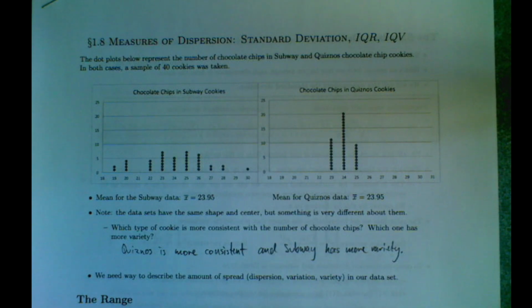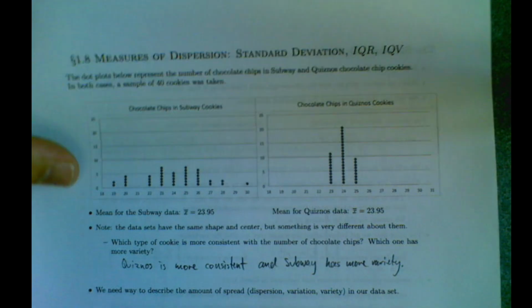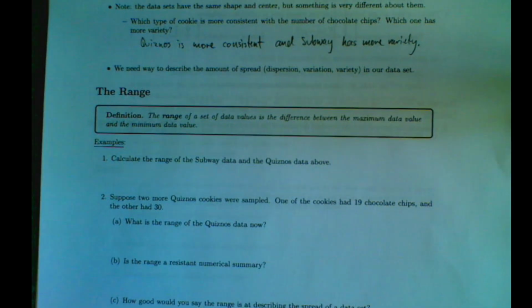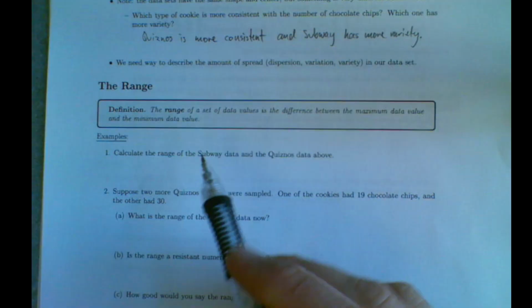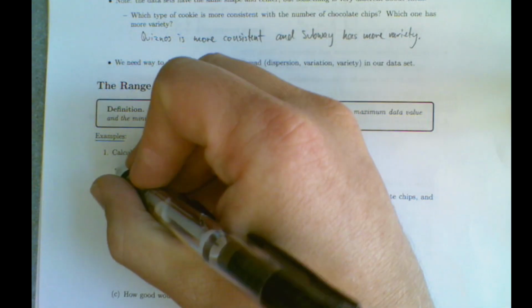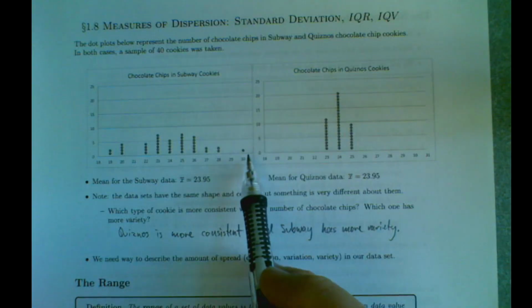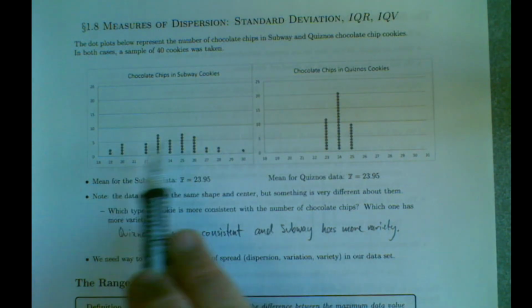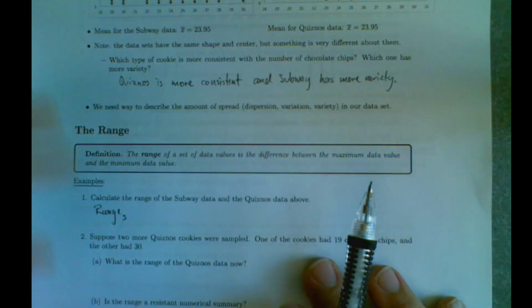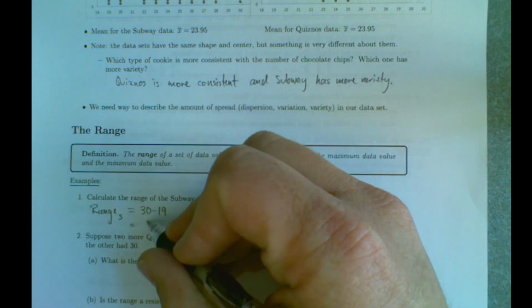Okay, so our goal in this section is to describe the consistency or the variety numerically. And so one naive attempt to do that is to look at the range. The range of a set of data values is the difference between the maximum value and the minimum value. So looking at the Subway data, I'm going to call this range sub S for Subway. The range of the Subway data would be 30 minus 19, the maximum value minus the minimum value. So 30 minus 19, which is 11.